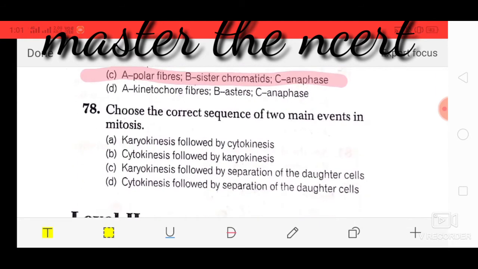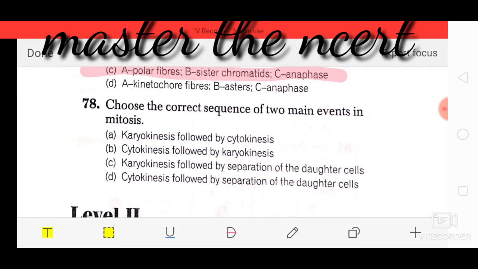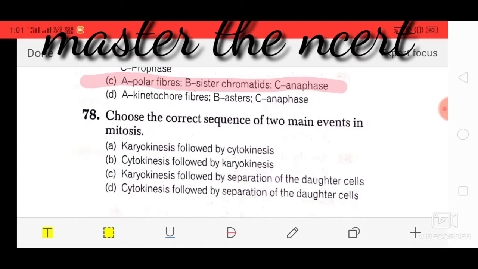Next question is choose the correct sequence of two events, and options are: A, karyokinesis followed by cytokinesis; B, cytokinesis followed by karyokinesis; C, karyokinesis followed by separation of daughter cells; D, cytokinesis followed by separation of daughter cells. And the correct answer of this question is option number A, that is karyokinesis followed by cytokinesis.